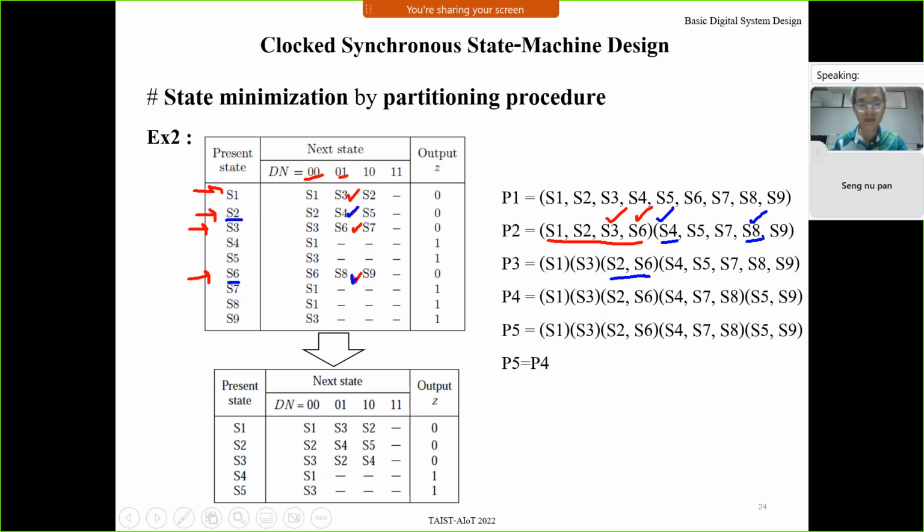Okay, and now S1 and S3. If you consider S1 and S3 for this output, the next states are S2 and S7. S2 is in this group, S7 is in that group. Okay, different. So you can separate S1 from S3.